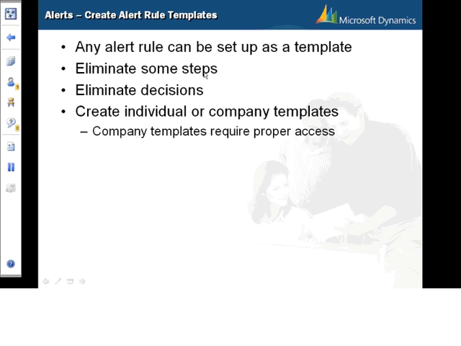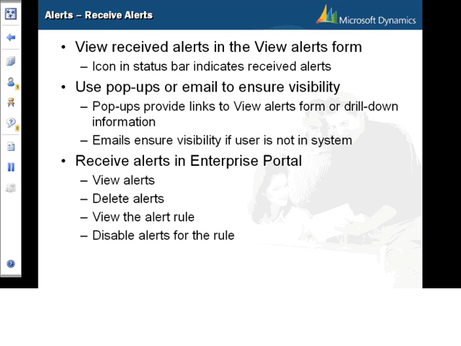So let's go back to our presentation and talk about receiving the alerts. You can use the View Alert form to view the alert that you receive. If you have unread alerts, an icon is displayed in the status bar. Click the icon to open the View Alert form. To make sure that you do not overlook any alerts, they can also be delivered as a pop-up message or as email alerts.